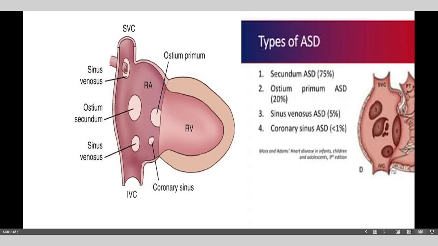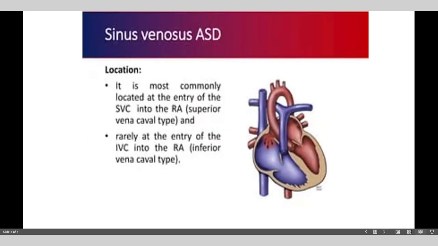And there is another type called coronary sinus ASD. This is the coronary sinus type of ASD, where there is a defect around the coronary sinus. So these are the types of ASDs: ostium secundum type, ostium primum type, SVC type of sinus venosus ASD, IVC type of sinus venosus ASD, and coronary sinus ASD. Only 5% of cases are sinus venosus ASD. In that also, SVC type is more common than IVC type.